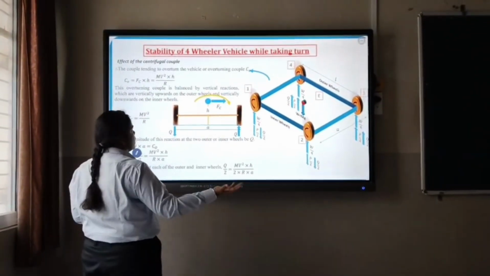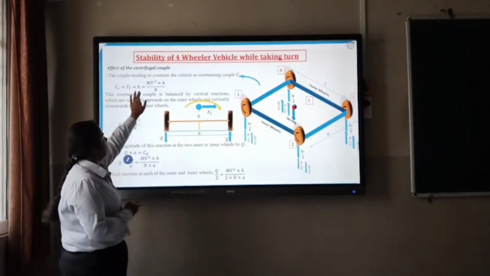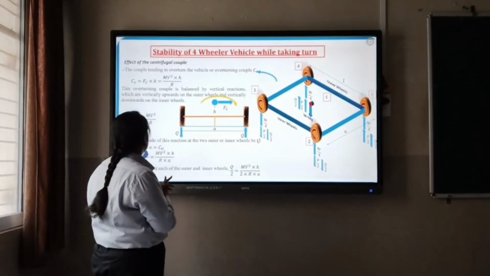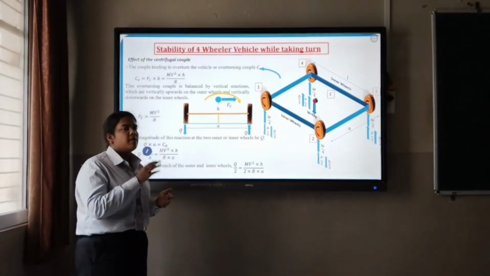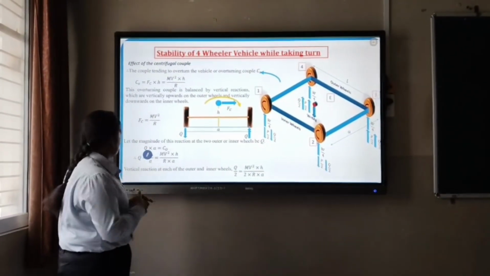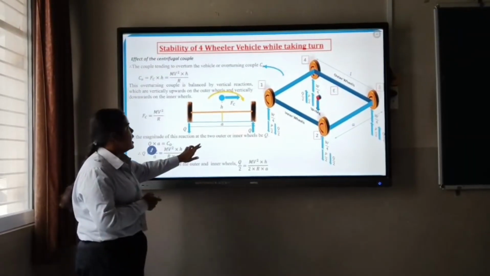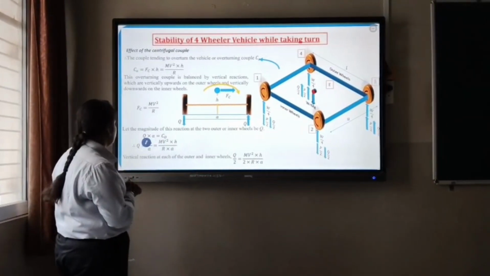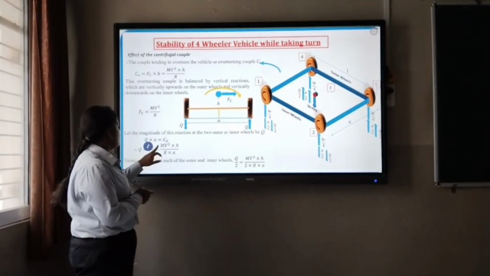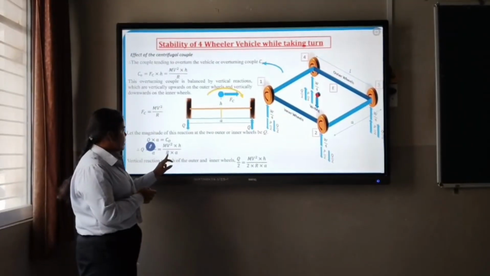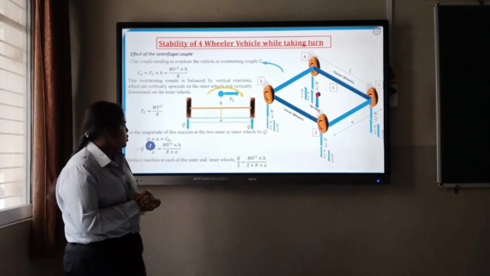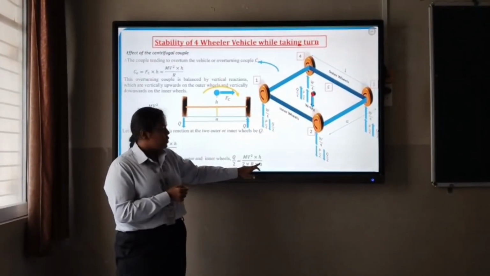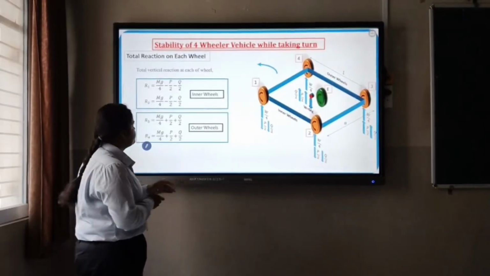The overturning couple is CO equals FC into H, as we know from the previous slide. This overturning couple is balanced by vertical reactions, which are vertically upward on the outer wheels and vertically downward on the inner wheels. The magnitude of the reaction at the two wheels on the inner side is Q. Q into A equals CO. Simplifying, Q equals CO divided by A, that is mv square into H divided by R into A. The vertical reaction on each outer and inner wheel becomes Q by 2, equals mv square into H divided by 2 into R into A.